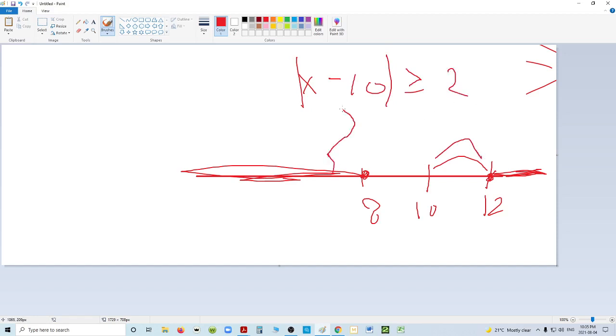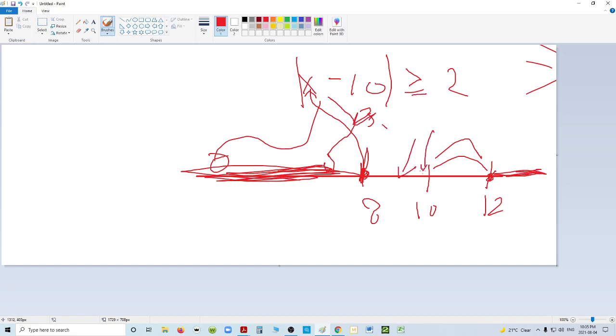7. 7 minus 10 is minus 3. Absolute value is 3. Is 3 bigger or equal to 2? Yeah, it is. So is that in the range we want? Yeah, it is. Let's try 0 down here. 0 minus 10 is minus 10. Absolute value of minus 10 is 10. Is 10 bigger or equal to 2? Yeah, it is. Let's try it right on our border. 8 minus 10 is minus 2. Minus 2 absolute value is positive 2. Is positive 2 bigger or equal to 2? Yeah, it is.